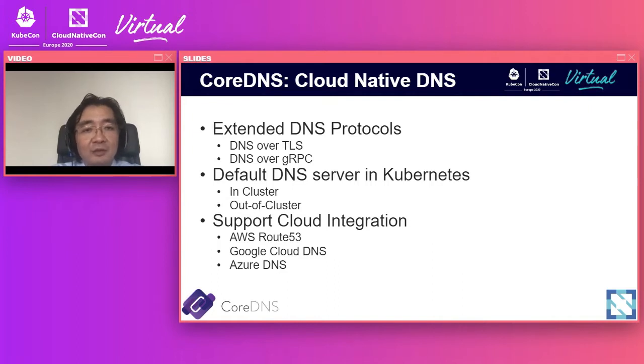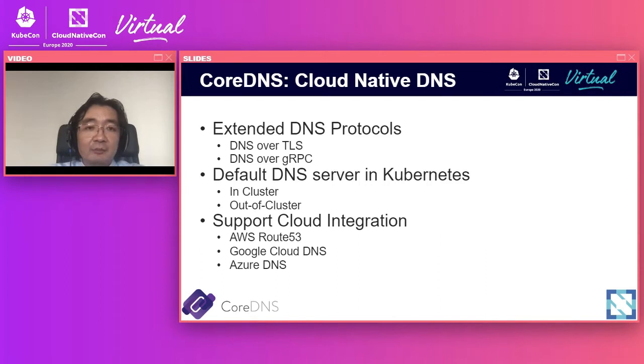But some people may not know that CoreDNS can actually be deployed out of the cluster as well. That means you can set up CoreDNS outside of your Kubernetes workload, and it still allows your Kubernetes cluster to communicate with CoreDNS and get service discovery functionality. We are going to discuss out-of-cluster deployment for CoreDNS in this talk because that's an essential component to make multi-cluster and multi-cloud deployment possible.